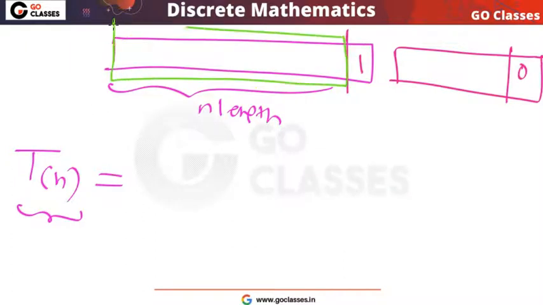We can find Tn minus 1. If the last bit is 1, then definitely the first n minus 1 bits must have consecutive zeros. So I can say that Tn is equal to, in this case, Tn minus 1, the number of n minus 1 length bit strings which have consecutive zeros. So if the last bit is 1, I can calculate Tn minus 1.